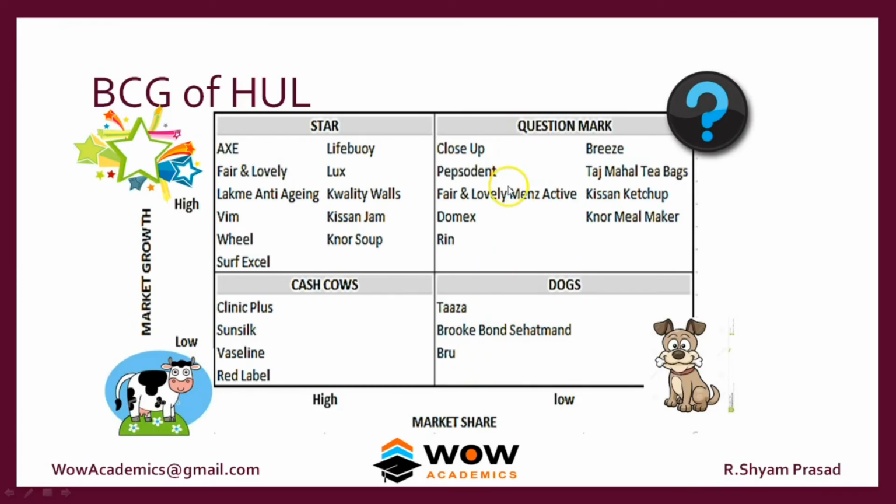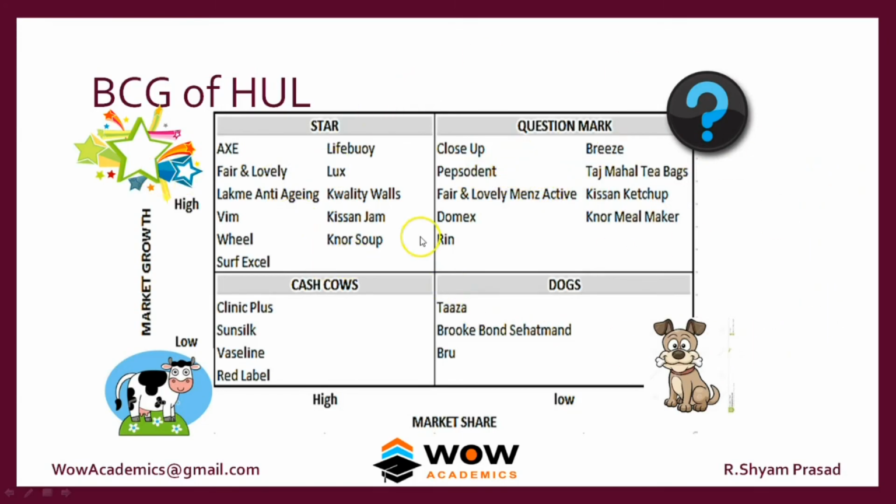If you take question mark, that is the actual question mark. Some of them would have moved to become a star. Some of them would have been sold out. Close Up, I think, is a star now. Pepsodent might also become a star. Fair and Lovely Men's might have become a star. Domex, Rin, all these are stars. Kisan Ketchup would have moved to star, but other things I'm not sure. Breeze is not there, nor Meal Maker, nor Taj Mahal Tea. So some of them have moved this side and some of them have moved outside.